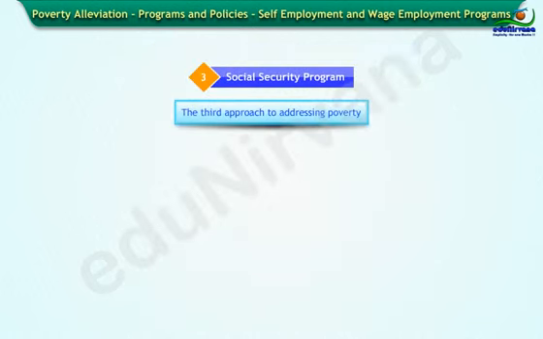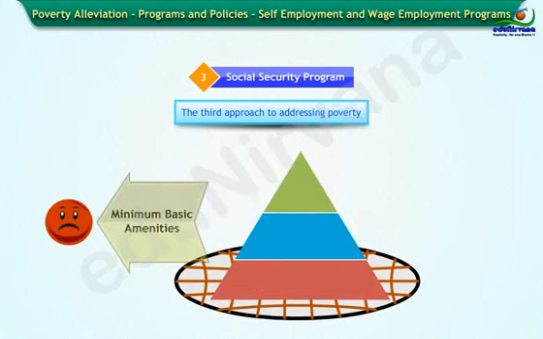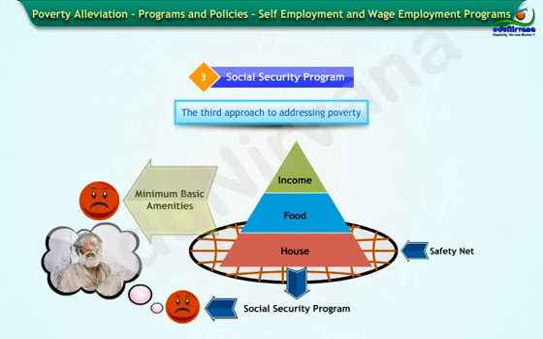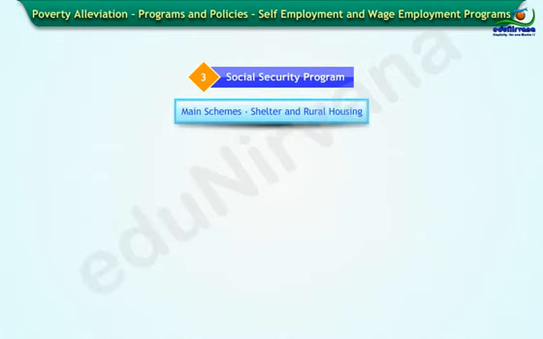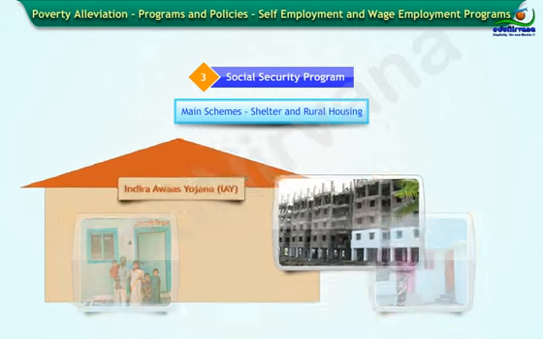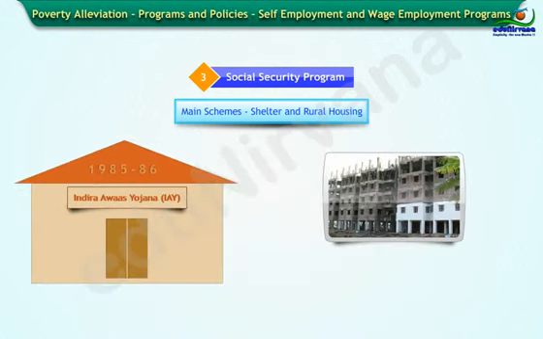The third approach to addressing poverty is to provide minimum basic amenities to the most vulnerable people: house, food, income. In short, a safety net. These are named as Social Security and are meant for those who are at the bottom of the BPL, facing destitution and desertion. One of the main schemes is focused on shelter and rural housing and is called Indira Awas Yojana, IAY.